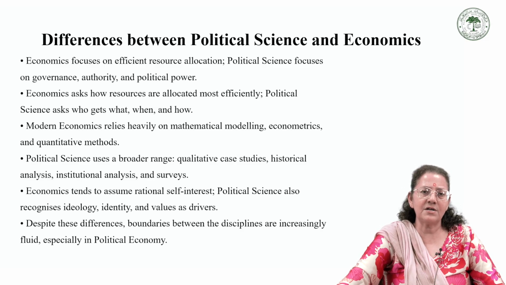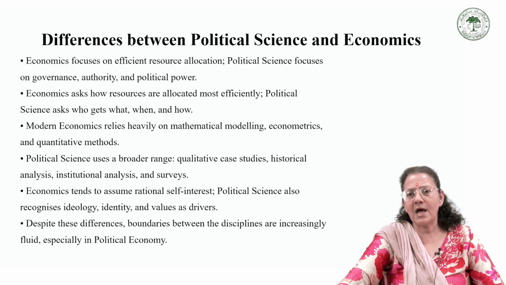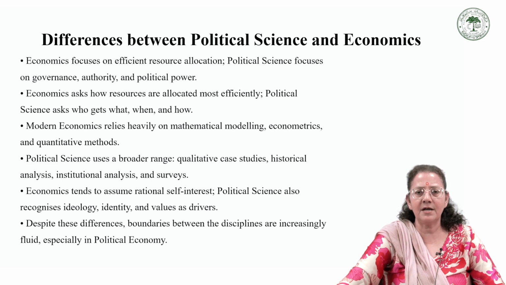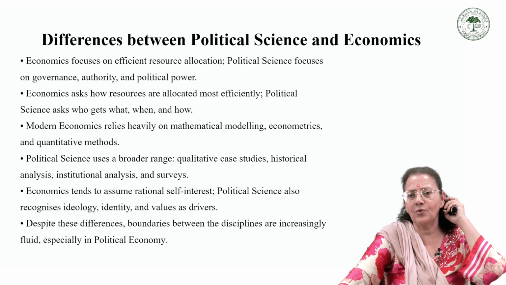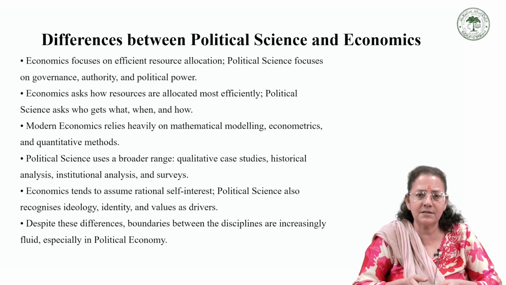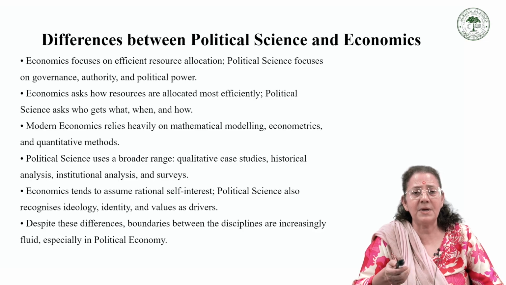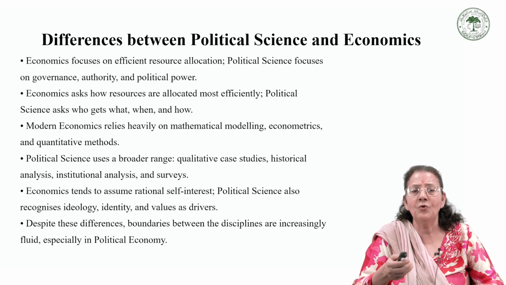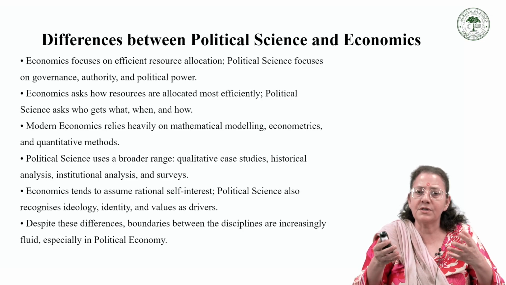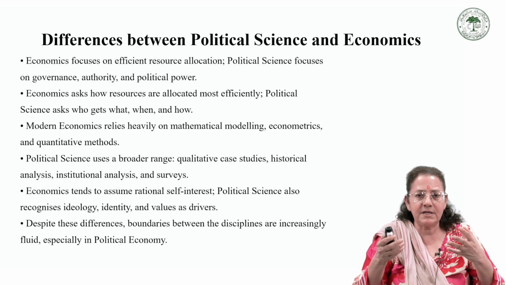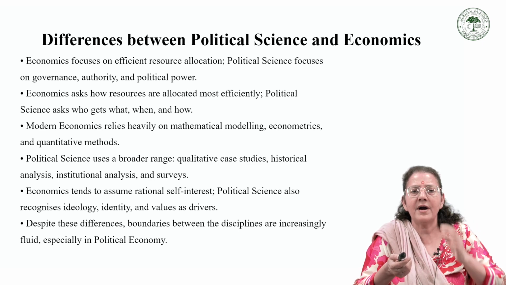The second difference is that of methodology. Modern economics relies heavily on mathematical modeling, quantitative data, and formal analytical tools like game theory, econometrics, and statistical inference. Political science uses a broader range of methods, including qualitative case studies, historical analysis, institutional analysis, and survey-based research. However, both disciplines have moved more towards using quantitative methods in recent decades. The third difference relates to fundamental assumptions.